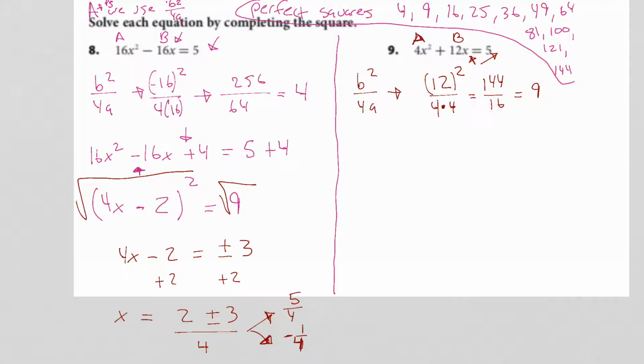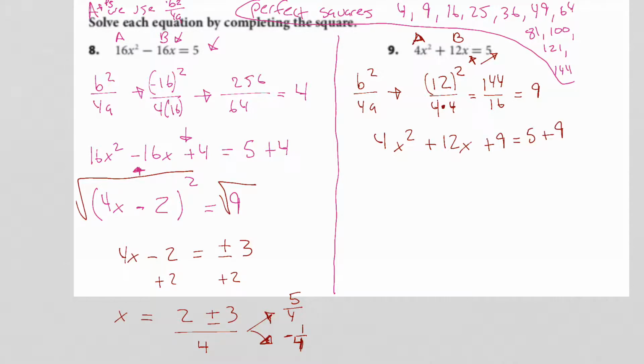If I add to both sides of the equal sign, the equation is unchanged in the sense that they're both still equal to each other. But now I'll be able to use some algebra tricks to help me solve this. 4x squared plus 12x plus 9 is going to be equal to 5 plus 9.